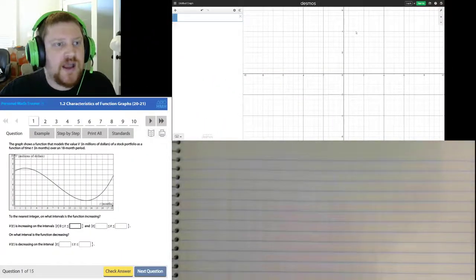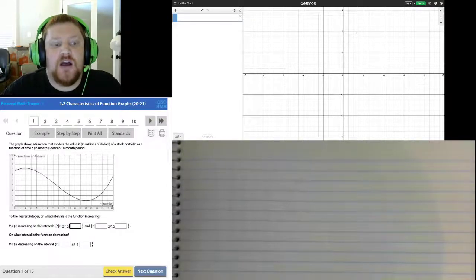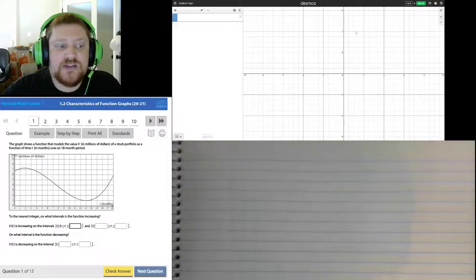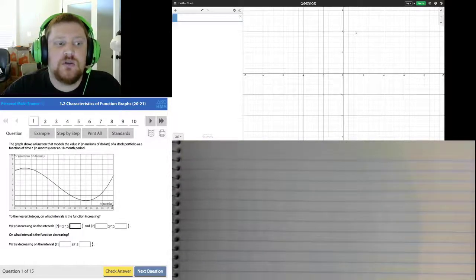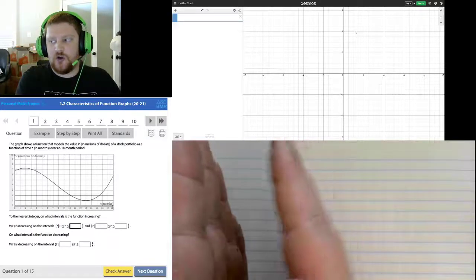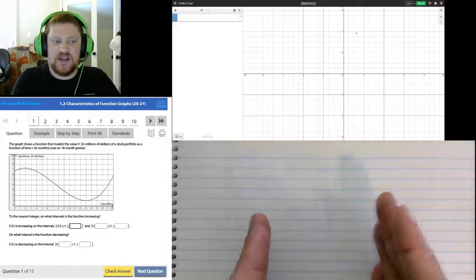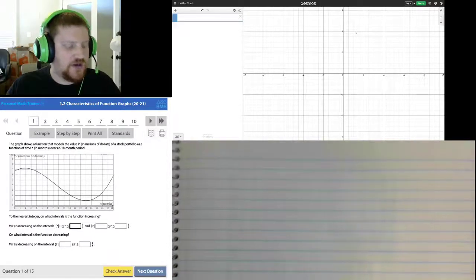So we are looking at 1.2, characteristics of function graphs. You guys saw a lot of different graphs. One of the things that we didn't really mention, but is pretty self-explanatory, is different intervals on which a graph is increasing, decreasing, or staying the same. So question 1 here is talking about just that.